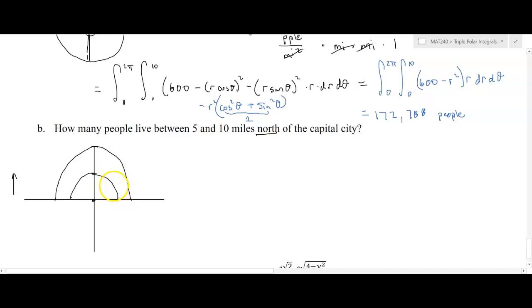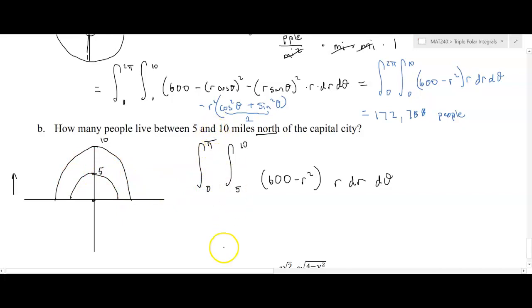And this could actually be quite a difficult integral to try to set up if you're not using polar coordinates, because you'd have to set up a couple of different integrals, especially since your boundaries change as you move across the function. But with the double integral, all we need to do here is have our r dr d theta, our density function, which we already now know is 600 minus r squared, and r simply now goes from 5 to 10, and theta now goes not from 0 to 2 pi, but from 0 to pi.